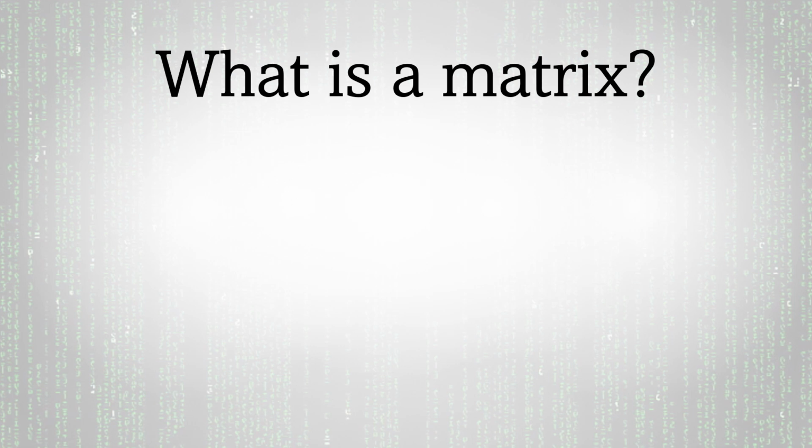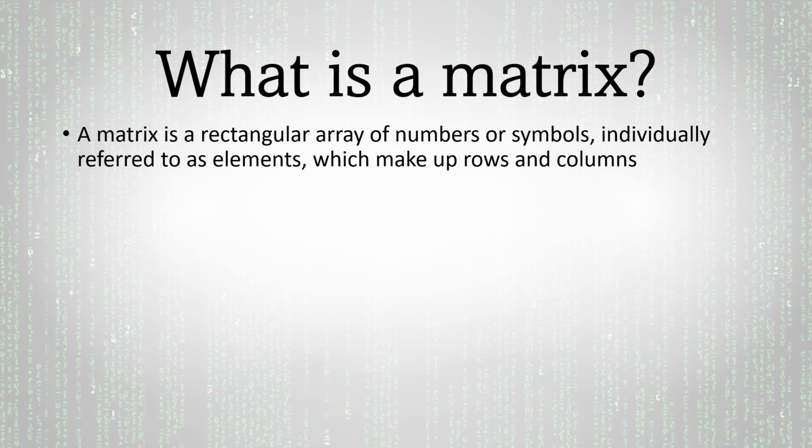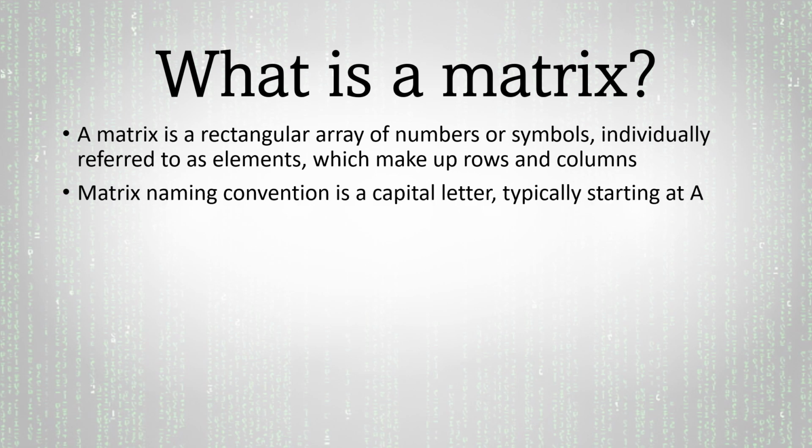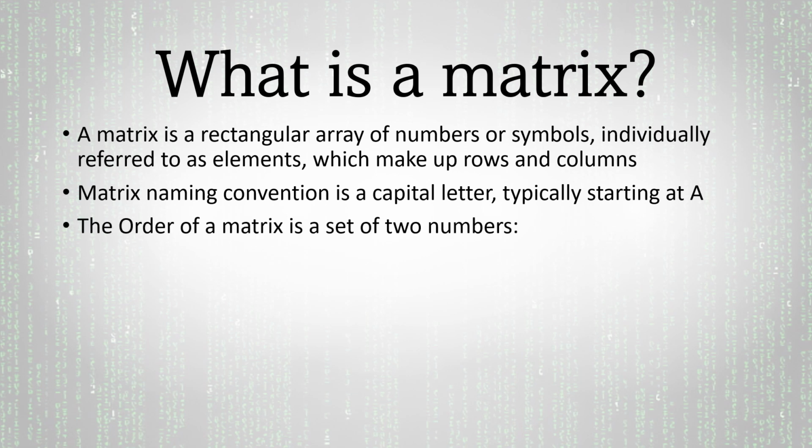What is a matrix? A matrix is a rectangular array of numbers or symbols, individually referred to as elements, which make up rows and columns. Matrix naming convention is a capital letter, typically starting at A. The order of a matrix is a set of two numbers, the number of rows by the number of columns. Common convention is to give the number of rows m by the number of columns n.